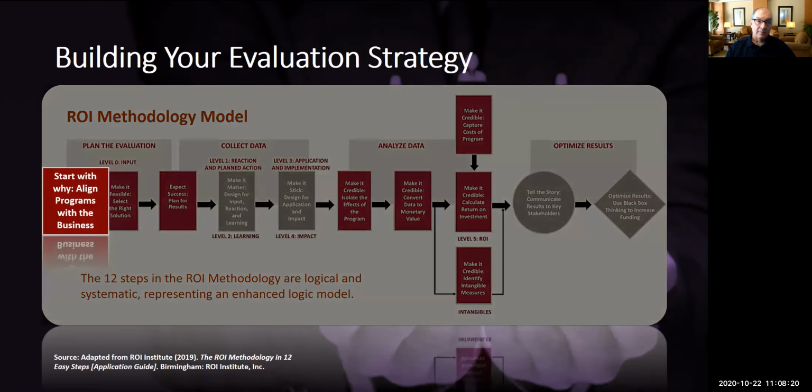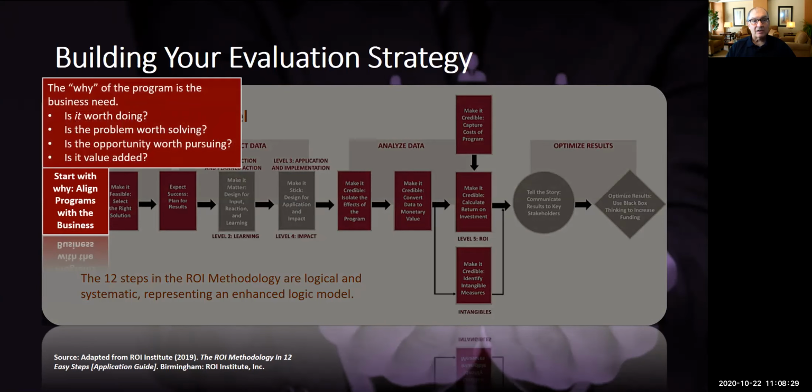Okay, remember, start with the why: align programs with your business. We talked about that. The why of the program is the business need. Is it worth doing? Is the problem worth solving? Is the opportunity worth pursuing? And is it value added? You started to answer that question as you were looking at your draft evaluation narratives or summaries during this last week.